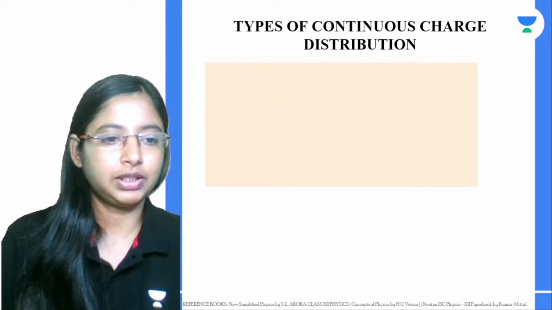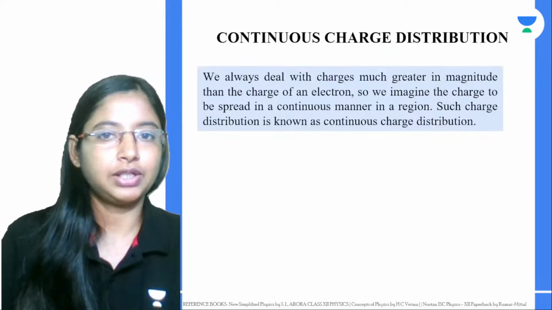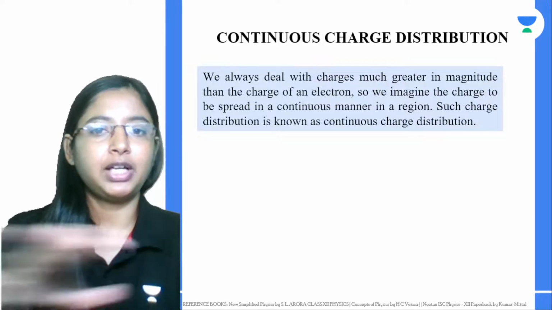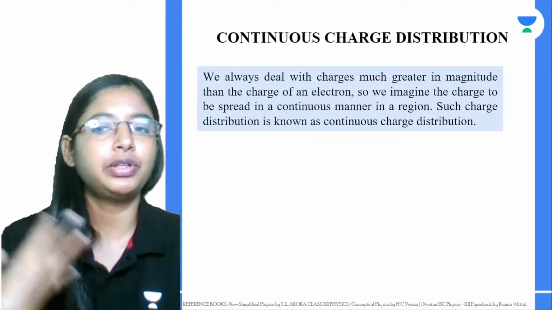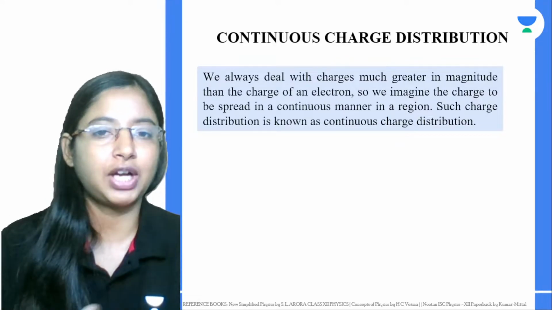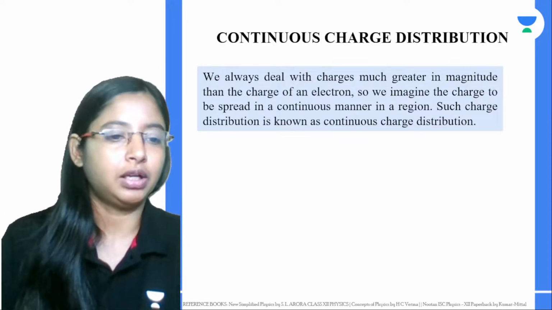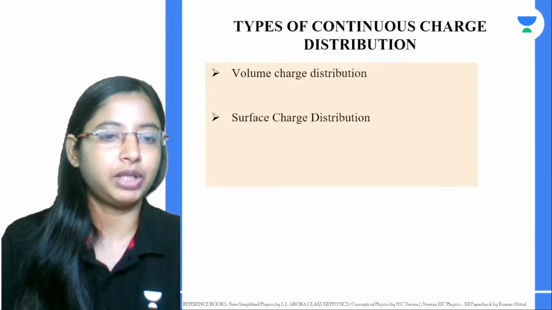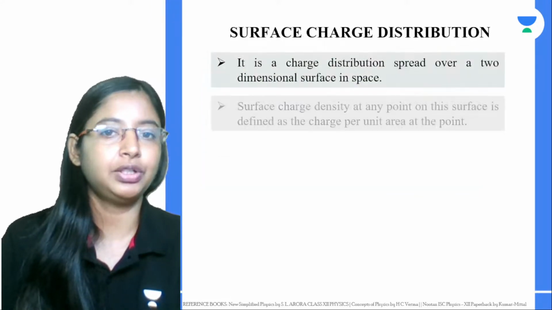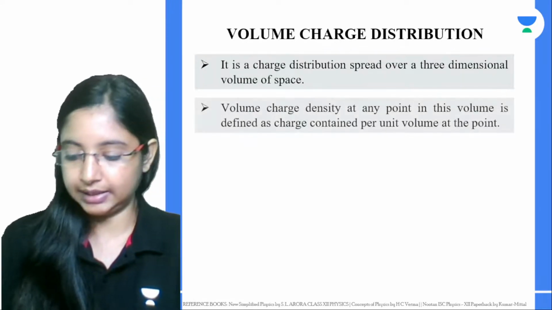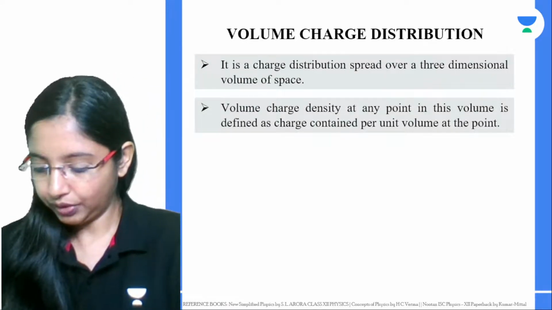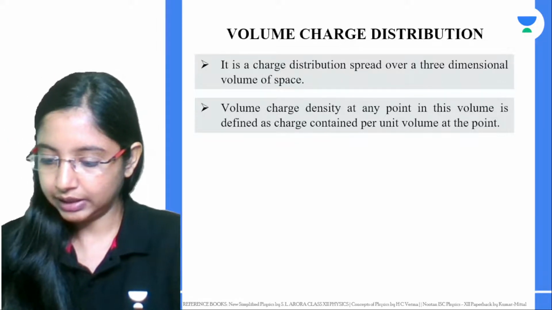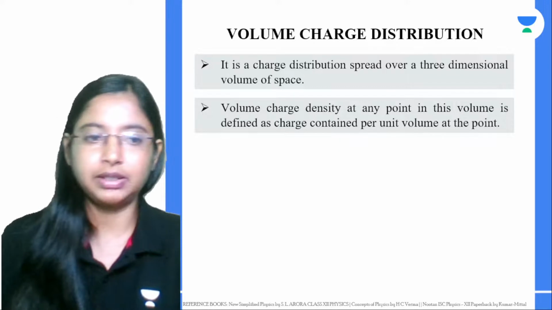We also did continuous charge distribution, which is very simple. We imagine the charge to be spread out in a continuous manner in a region, because the magnitude of the charges that we deal with is usually very large. There are three types of continuous charge distribution: volume, surface, and linear charge distribution. We did this in the last class. If you have any doubts, you can ask me. Otherwise, we are towards the end of the session.